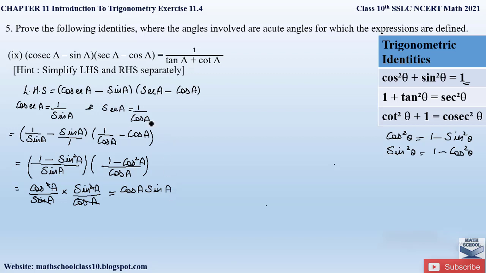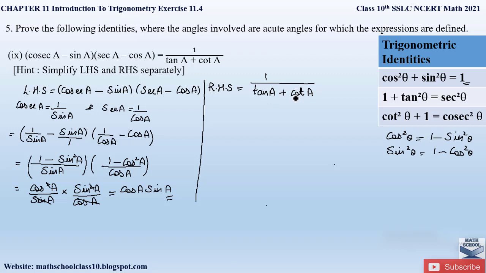On the right hand side, we have to obtain 1 by tan A plus cot A. Since in the hint they have told us to simplify both the left hand side and the right hand side, and we have simplified the left hand side, now let us simplify the right hand side also to get this result, that is cos A into sin A. In some questions like these we have to simplify both sides so that we get a common result. The right hand side is given as 1 by tan A plus cot A.